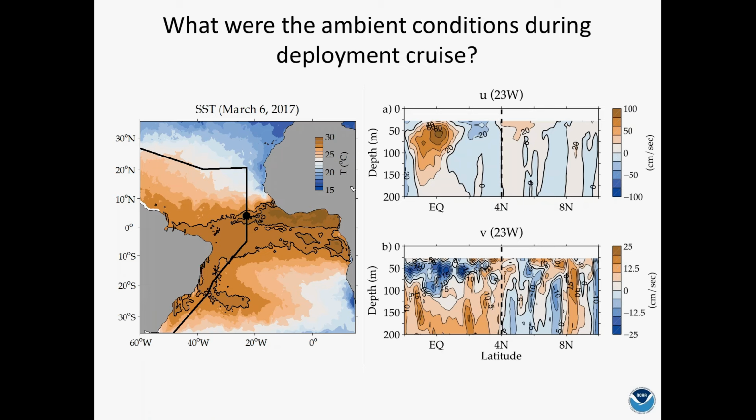We have the shipboard ADCP section, so that's kind of a quasi-synoptic snapshot of what the currents looked like during that cruise. And you see that where we deployed the mooring, at the time that we deployed it, we were right on the verge between the North Equatorial Countercurrent and the South Equatorial Current in the upper panel. And there was subsurface northward flow. But again, we don't know what was happening above because we have this ADCP blind spot.